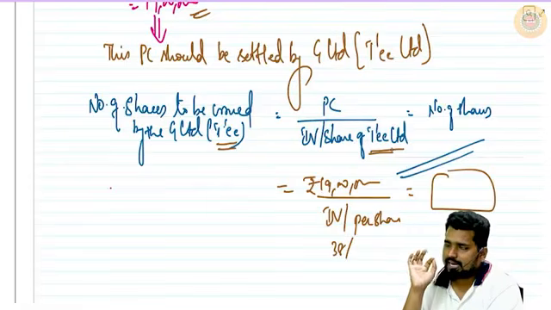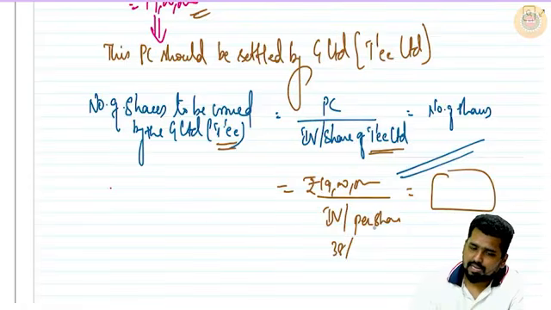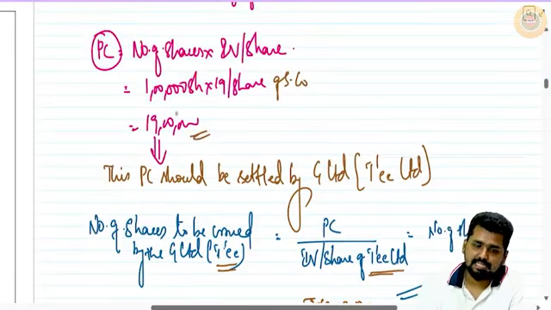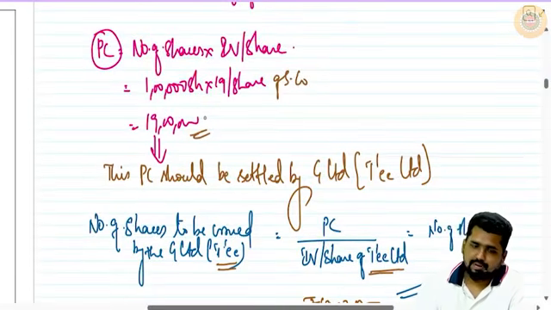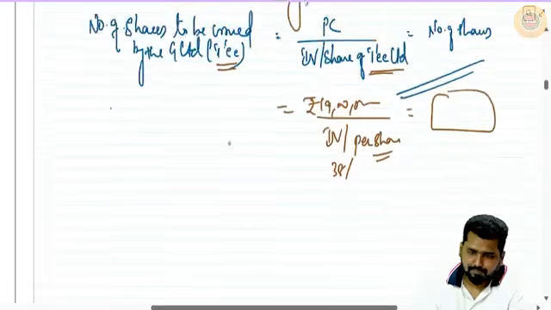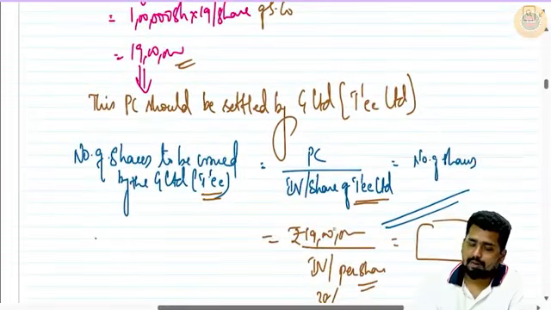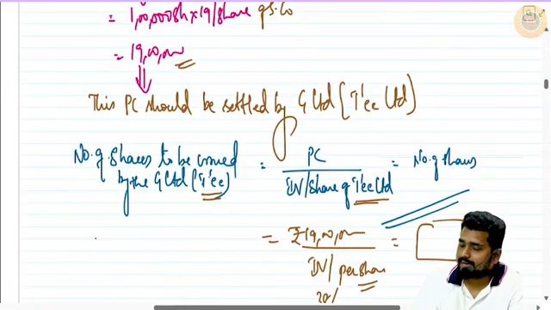Correct? So the right thing is what? To find the PC, it is number of shares into intrinsic value of the selling company. But the number of shares to be issued is equal to PC divided by the intrinsic value of the purchasing company.